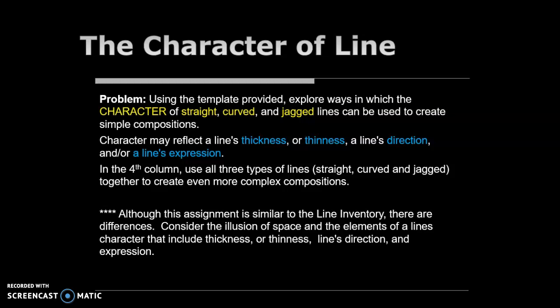Just grab designs from each one of the rows. You can put them together if you like. I'll show you some examples here in just a minute. Now, please note here at the bottom, although this assignment is similar to the line inventory, there are differences. Consider the illusion of space and the elements of a line's character that include thickness, thinness, direction, and expression.